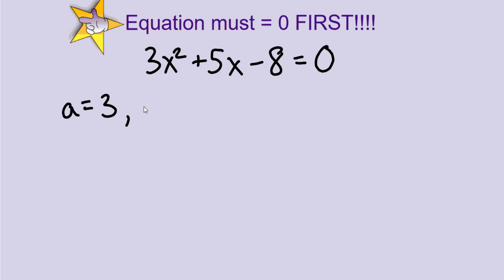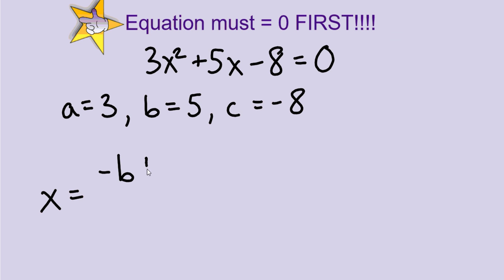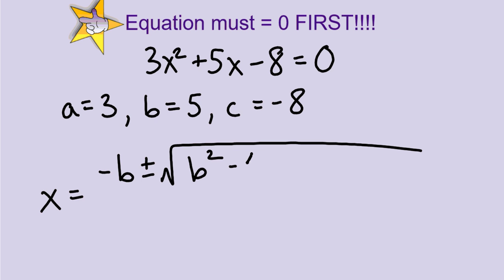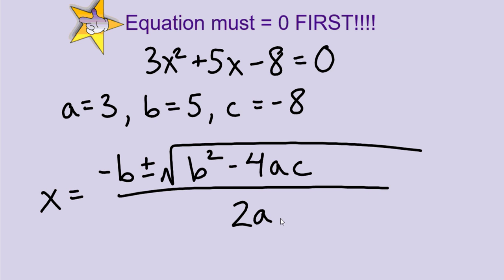A is 3, B is 5, C equals negative 8. Write down the quadratic formula. It's negative b plus or minus the square root of b squared minus 4ac, all divided by 2a. I would write that down at the top of the homework for today, just so you have it right at the top of the page you can reference.